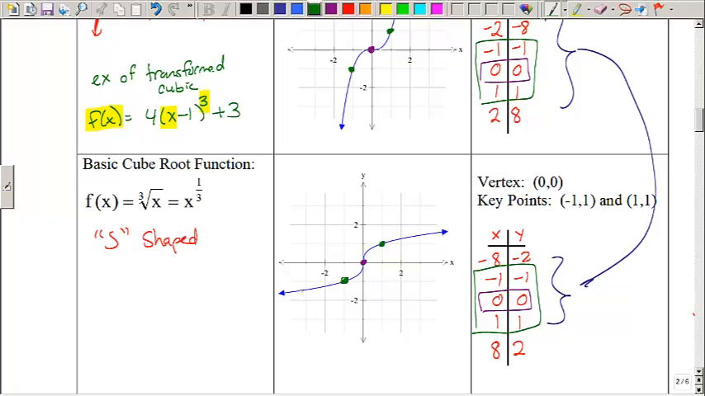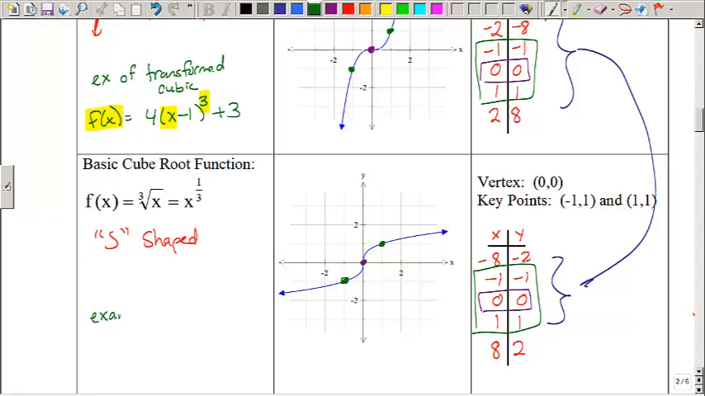Using those three values, notice that they're the same three values on my cubic, but the shapes come out very differently. So you need to know that a cubic is more vertical N-shaped, and my cube root function is more horizontal or S-shaped because of the other values that we're not actually memorizing.